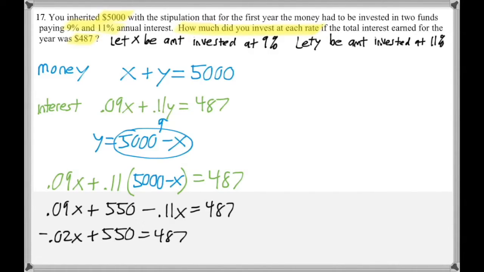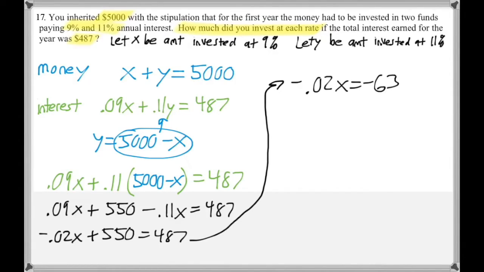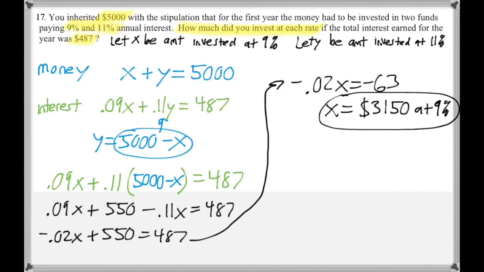And then if I subtract 550 from both sides, let's see, I'm going to go all the way up here. Then negative 0.02x is equal to negative 63. And then if you divide both sides by negative 0.02, you should get $3,150. And this is the amount that's invested at 9%. So make sure that you put the units on it. Make sure you label it.